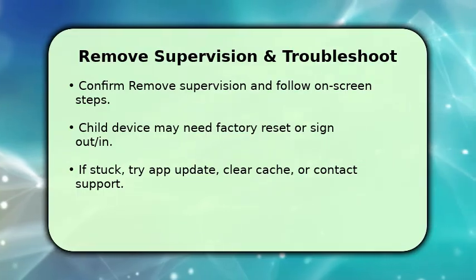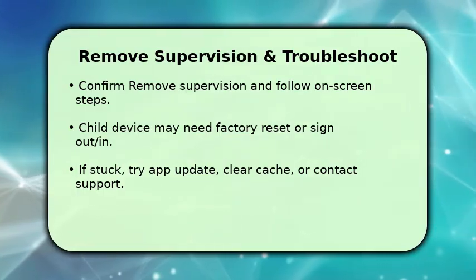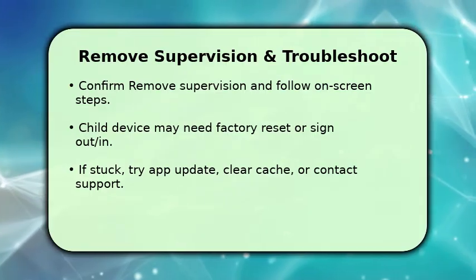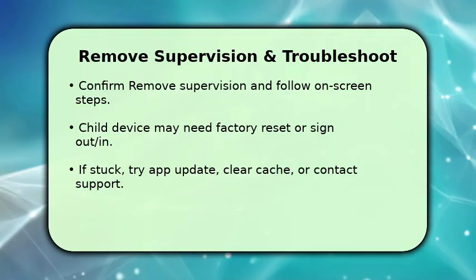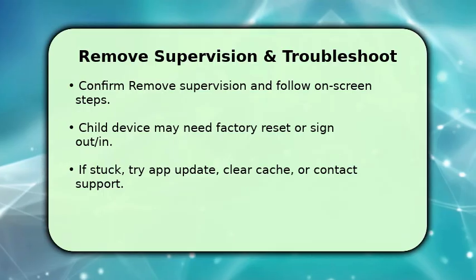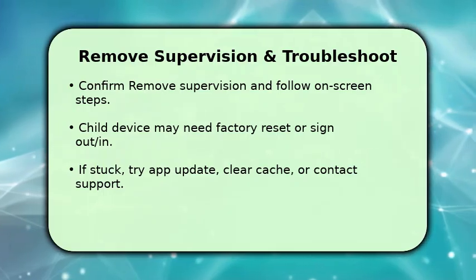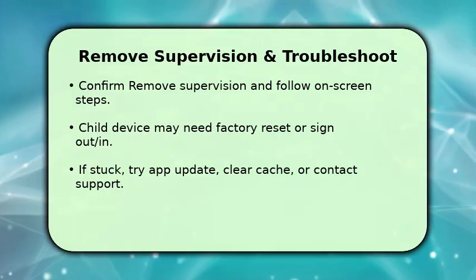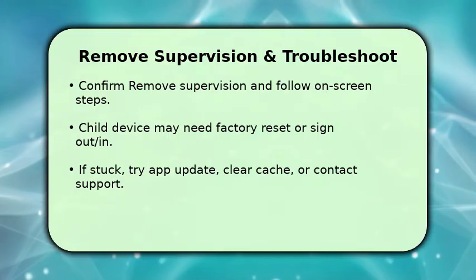Make sure the child device is nearby to accept any prompts or to sign back in. If the child's device still shows limits, try signing out and back in or perform a settings sync. If problems persist, update apps, clear Family Link cache. Then retry or contact Google support for account recovery help.